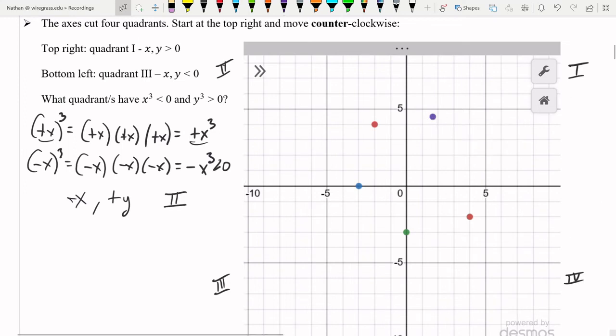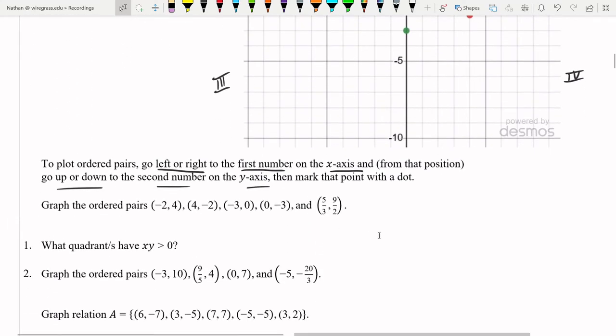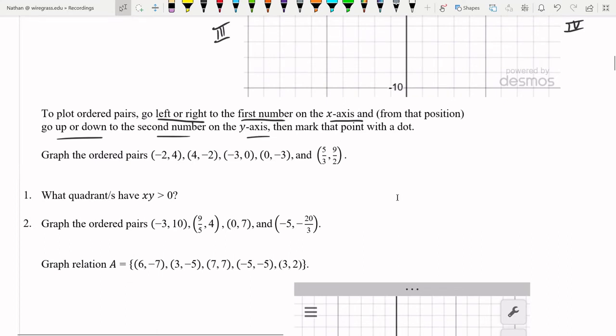So that's how you can graph points, any kind of relation on a coordinate system. Just go left or right, then up or down, and that'll give you the point. Go ahead and try this out on 1 and 2.